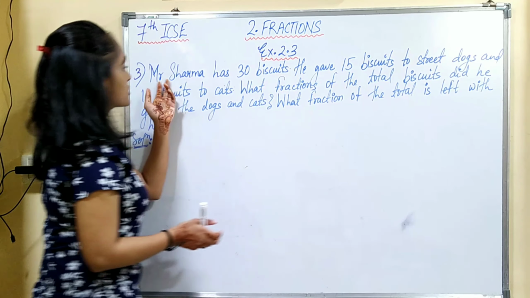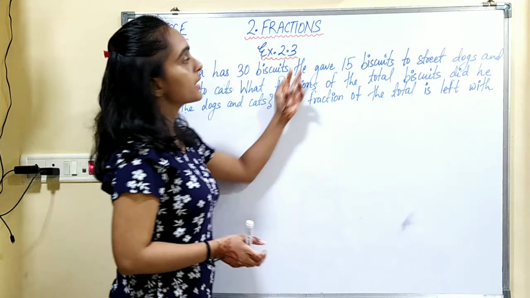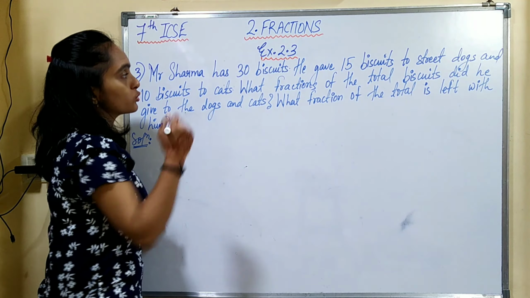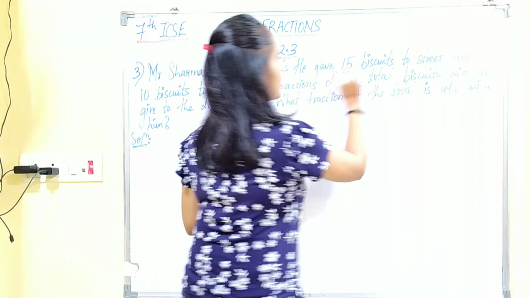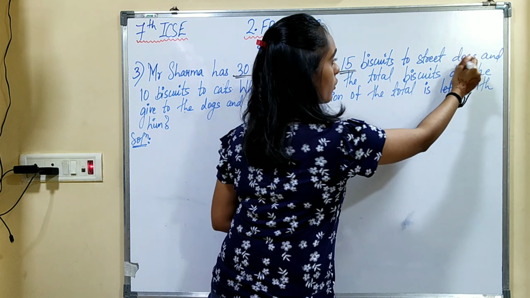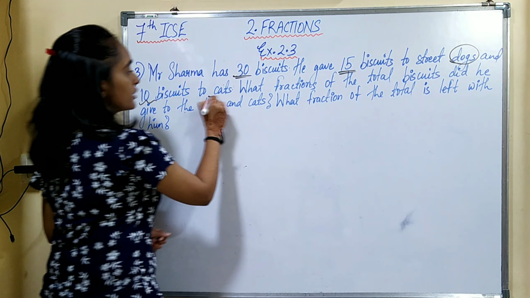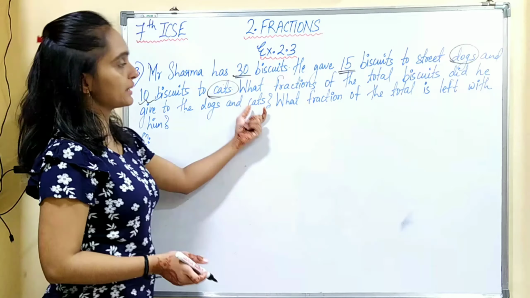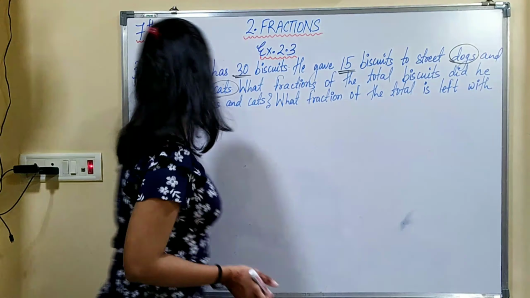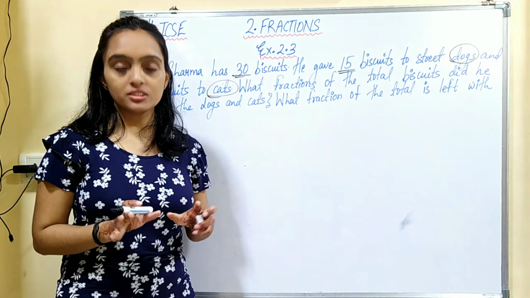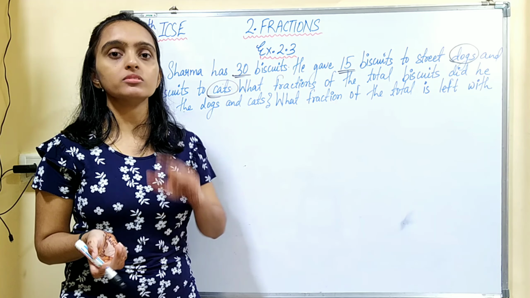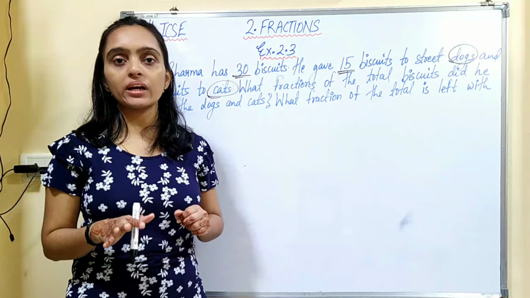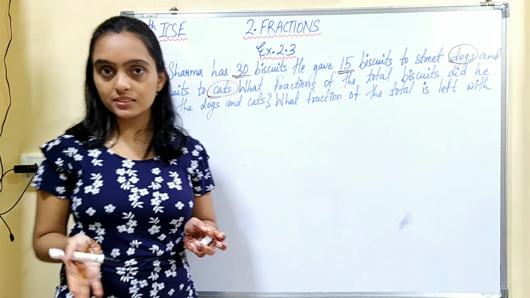Third question. Mr. Sharma had total 30 biscuits. He gave 15 biscuits to the street dogs and 10 biscuits to the cat. The total biscuits he had was 30. He gave 15 of them to street dogs and 10 to the cats. What fraction of the total biscuits did he give to the dogs and cats? What fraction of the total is left with him? So here Mr. Sharma had total 30 biscuits. Out of it he gave some to dogs and some to cats, and some are left with him. Here you just have to find fractions of the biscuits each one has.